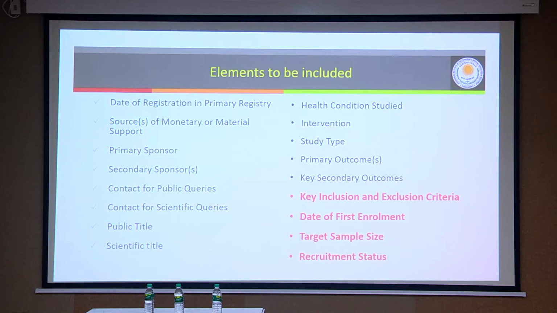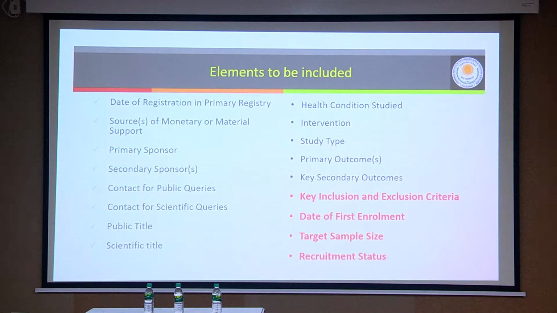You are expected to enter many elements when you are registering for the clinical trial registry. Almost 20 elements at minimum need to be entered. Among various elements, I would like to stress some which are relevant for my talk: the key inclusion and exclusion criteria, date of first enrollment, target sample size, and recruitment status. All this data you have to enter before starting your study. Mind you, you cannot come back and change it at a later time. If you make any mistake when entering, they won't allow you to come back and change your date of enrollment or your target sample size. So be careful when you are registering in the clinical trial registry.